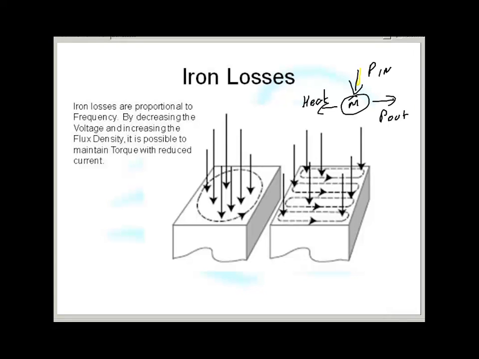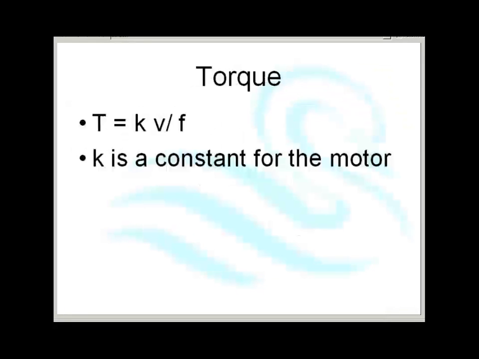Now, what's causing this is that we are over-magnetizing the motor. We're putting too many volts in, or we're not putting enough volts in. We're putting the wrong volts in for the frequency. The equation that we use is that torque is a constant times the voltage divided by the frequency, where K is a constant for the motor. Actually, it should be KF, because it's K for a particular frequency. So at any particular frequency, an individual motor responds differently.